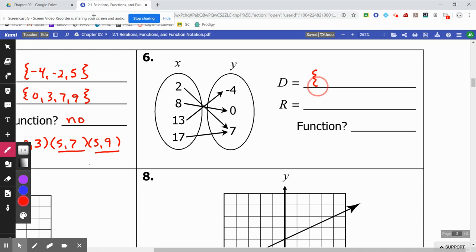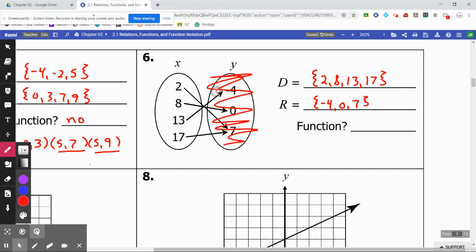Domain would be 2, 8, 13, and 17. And your range is going to be the -4, 0, and 7. Now, would this be a function? Take all of your x values, and actually you can ignore your y values here because all we're concerned with is how many different things are each of these paired with. If any of them are paired with two different values, then it's not a function.